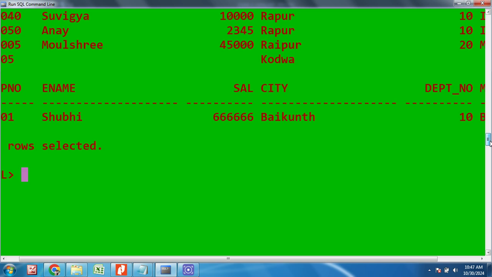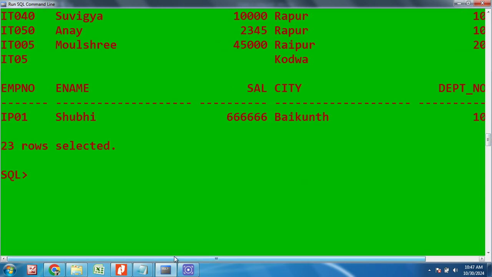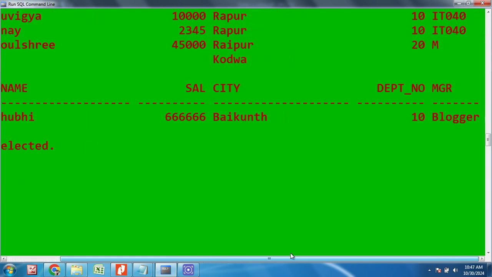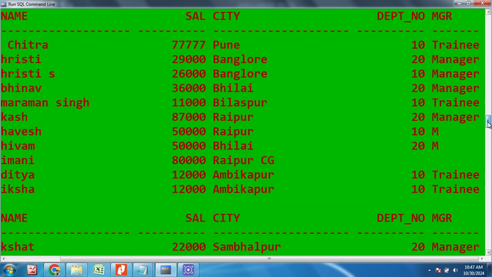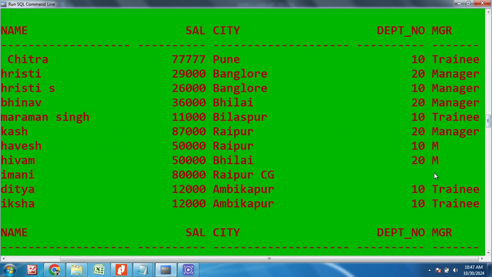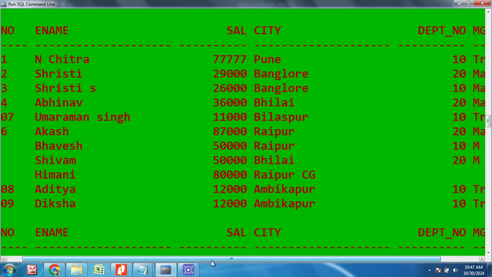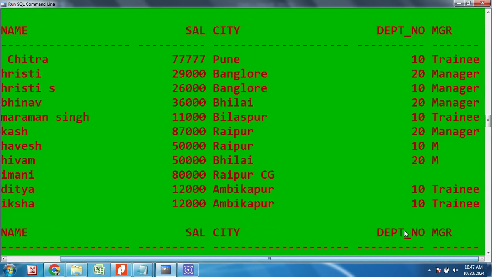Here it is showing me the values which are not matching also, where department number is left as blank. So it is showing me the name of Himani which is left as blank. It is showing me the matching value and non-match value also. If you will not use a plus symbol on the right hand side, it will not show me the name of Himani, because it is not matching.